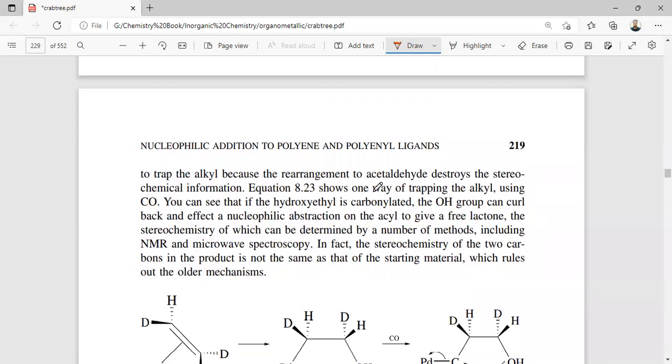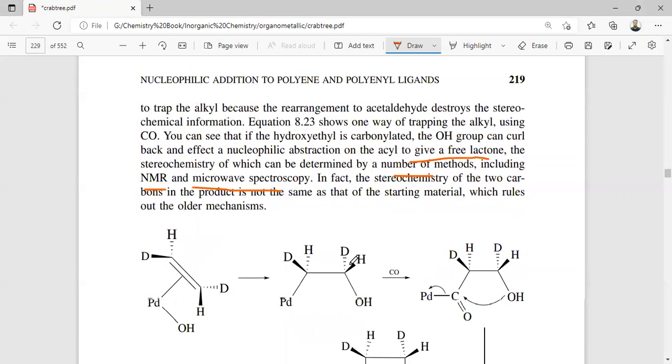So this equation shows one way of trapping the alkyl, using CO. We can see that the hydroxyl carbonyl, the OH group, can travel back and effect the nucleophilic abstraction of the acid chloride to give the free lactone. The stereochemistry of which can be determined by a number of methods, including NMR and microwave spectroscopy. In fact, the stereochemistry of the two carbons in the product is not the same as that of the starting material.